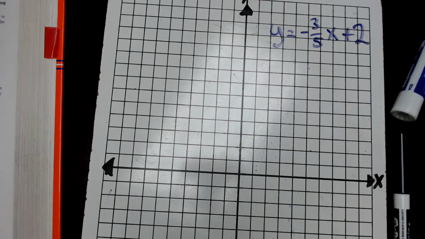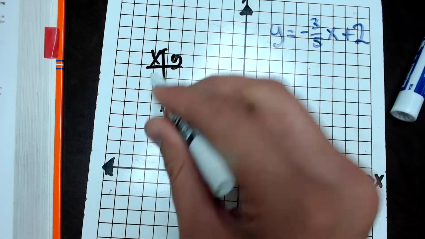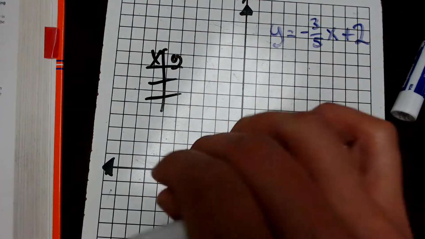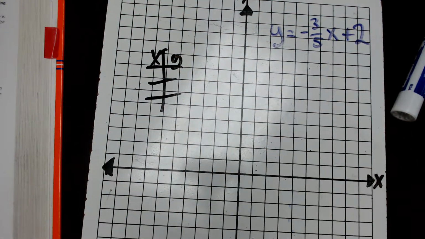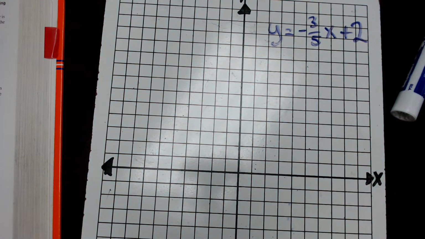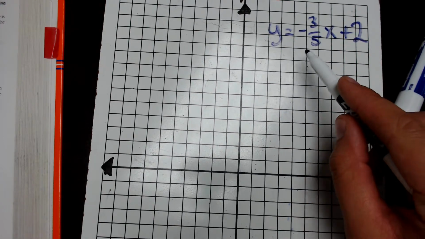Now, normally you guys would want to set up an x and y table and plug numbers in, right? And get a minimum 3 points to find the line. We are not going to do that. I forget what graphing method that's called. That's the slower method.